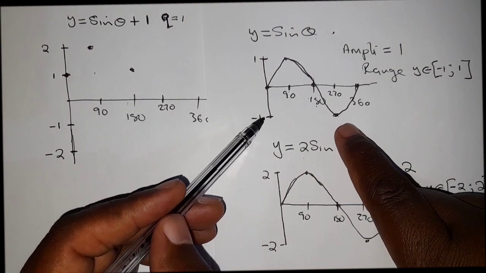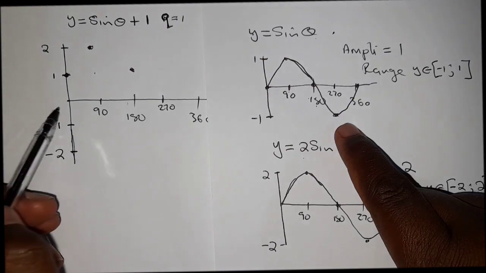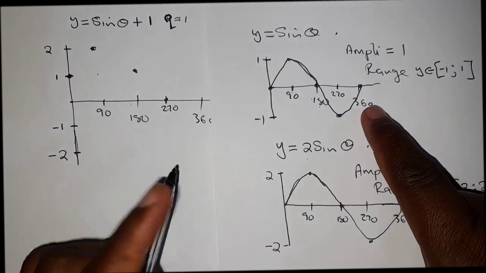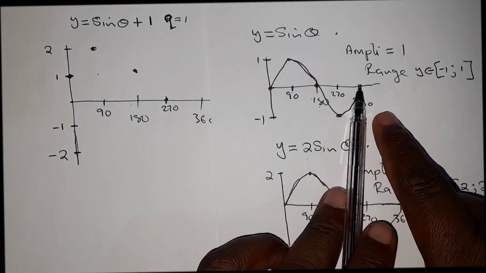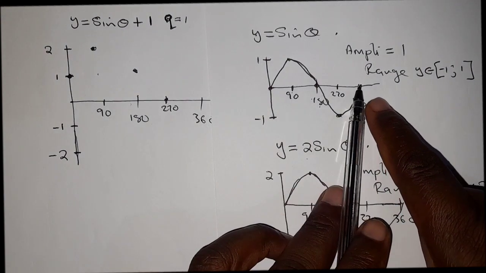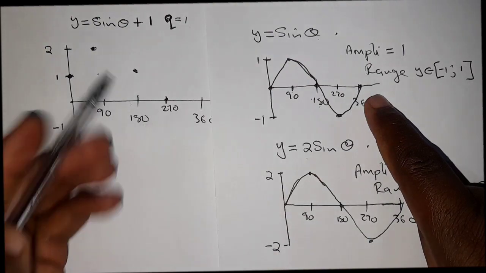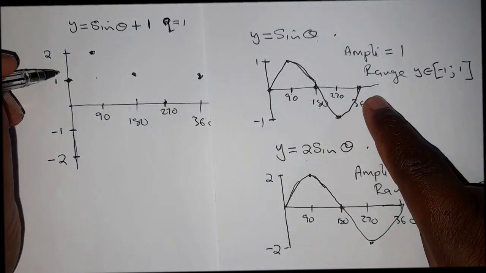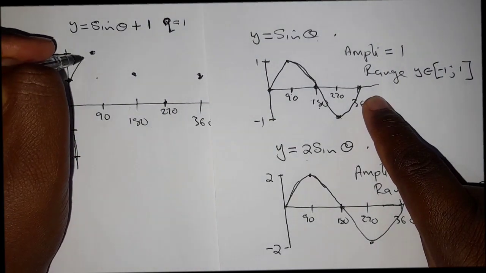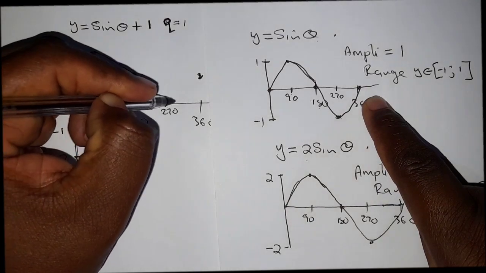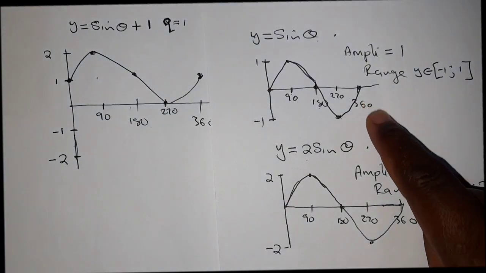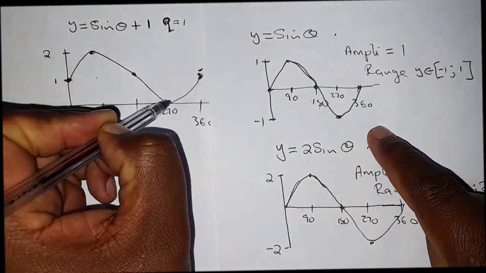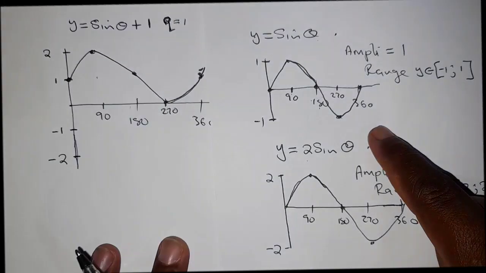And then 270 as to negative 1 has been shifted one step upwards. So from negative 1, one step upwards, it goes to 0. So it is now 270 as to 0 there, right? And then the last one, 360 as to 0 is now 360 as to 1, right? So it has been shifted one step upwards. We join these, go up, down, and up.